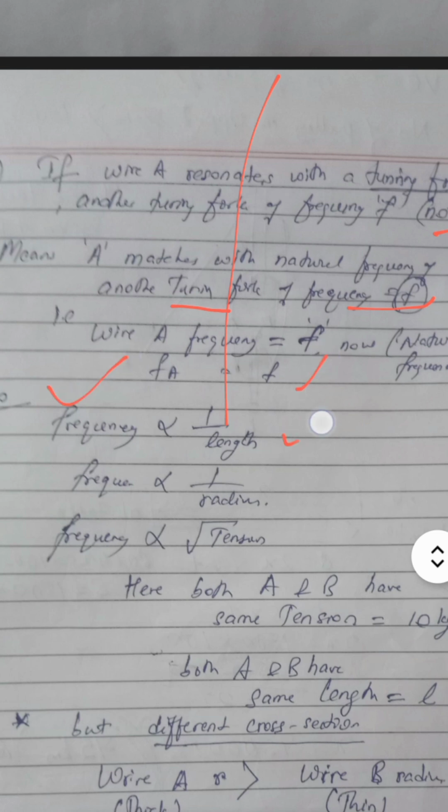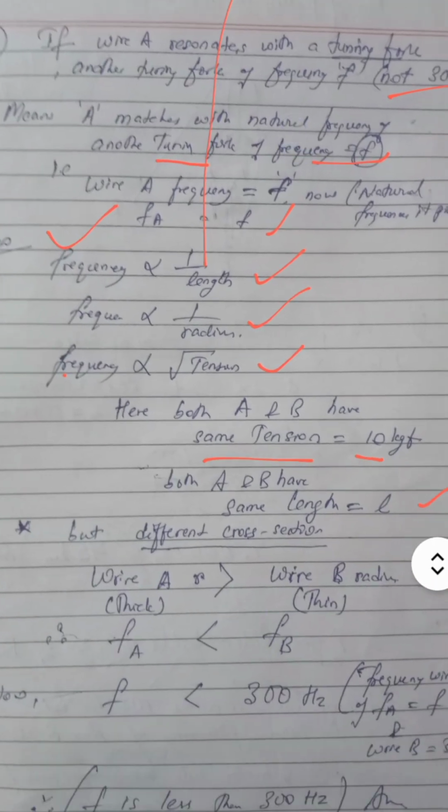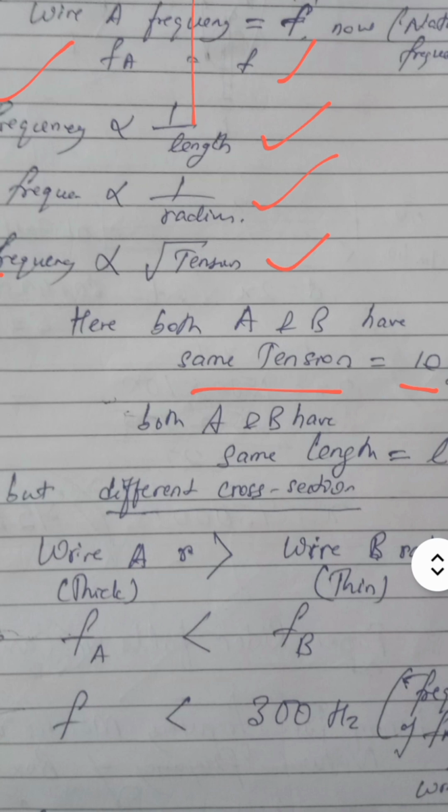Frequency is inversely proportional to the length. Frequency is inversely proportional to the radius, and frequency is directly proportional to the square root of the tension. Here both A and B have the same tension, 10 kgf. Both A and B have the same length L. Then the difference lies in the thickness. So wire A is thicker than the wire B, which is a thin wire. A thick wire will have less frequency, since frequency is inversely proportional to radius. So the frequency of A is less than the frequency of B.